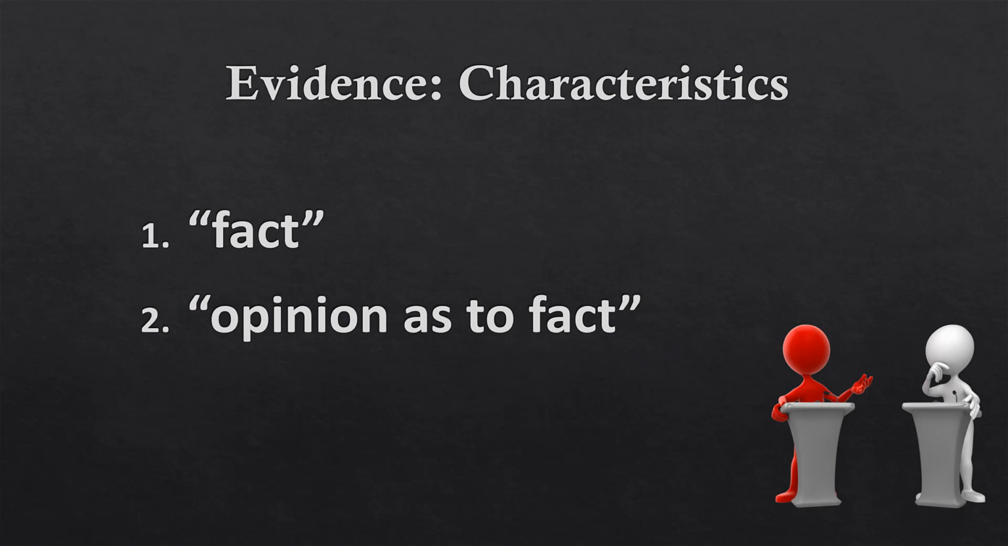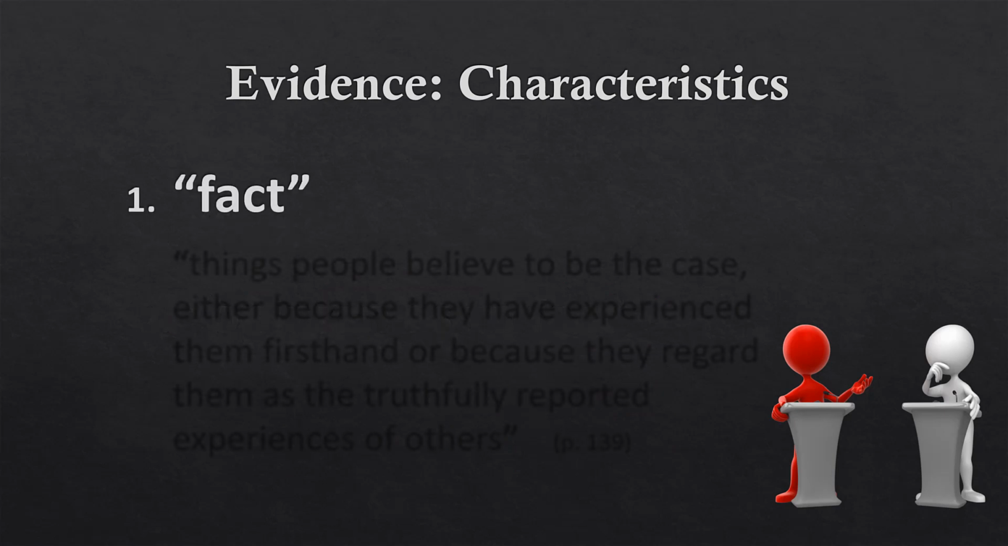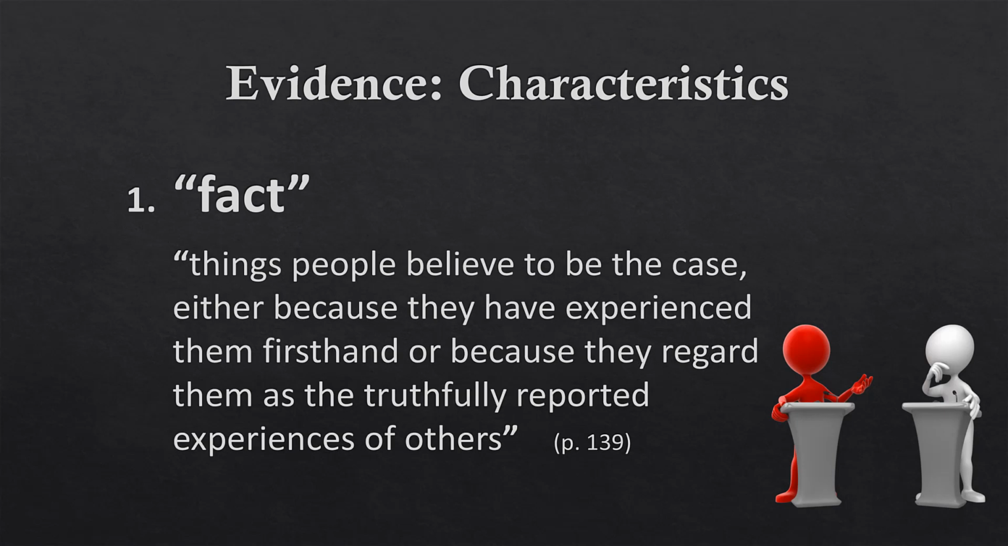Okay, so let's describe each of these characteristic types. A fact, according to Inch and Tudor, is a thing that people believe to be the case either because they've experienced them firsthand or because they regard them as the truthfully reported experiences of others. So we can see why facts are so compelling, because it is objectively observed and recorded reality. And there's lots of ways that we can use facts.